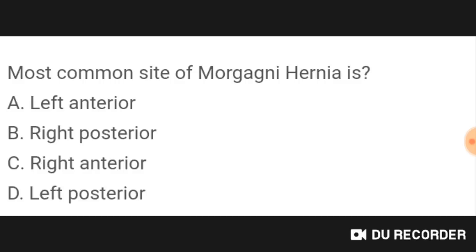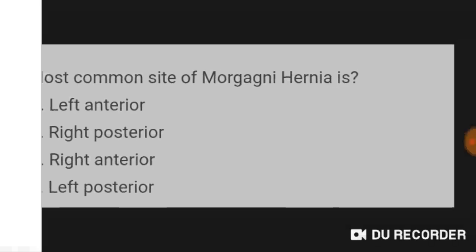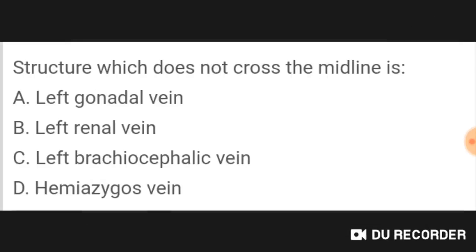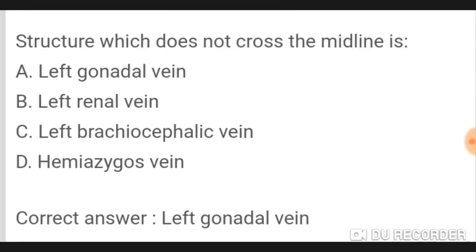Today we are going to discuss about NEET PG 2020 exam practice paper. This is part A. We are going to discuss about anatomy MCQs here. Most common site of Morgagni's hernia is right anterior. Structure which does not cross the midline is the left gonadal vein.